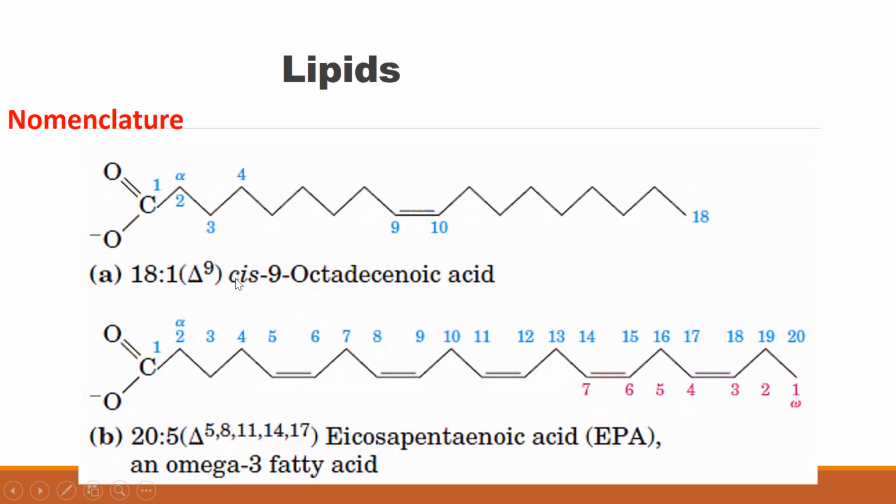And then you have to say cis if this one is cis. So for the R groups of the double bond, if they are on the same side, we call that cis. And so this is 18:1, cis-9-octadecenoic acid, which means that you have your ene on carbon 9, octadecene, which means there are 18 carbons.